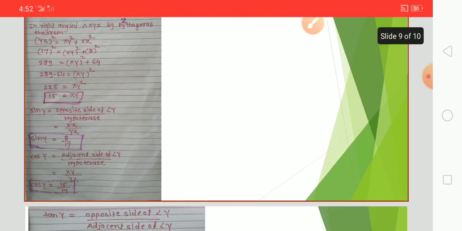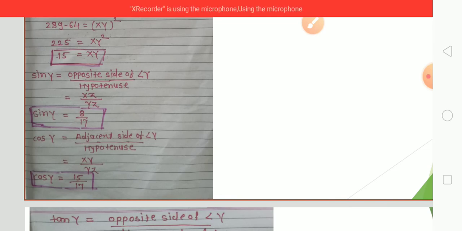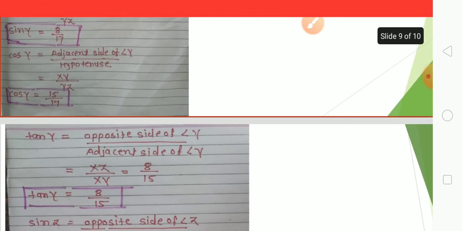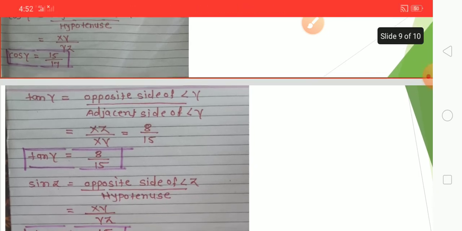Then cos y is equal to the adjacent side of angle y upon hypotenuse. So cos y is equal to 15 upon 17, using that formula and putting the name of that side. Then tan y is equal to the opposite side of angle y upon the adjacent side. The opposite side of y is xz upon xy, so 8 upon 15. So that is the value of tan y.